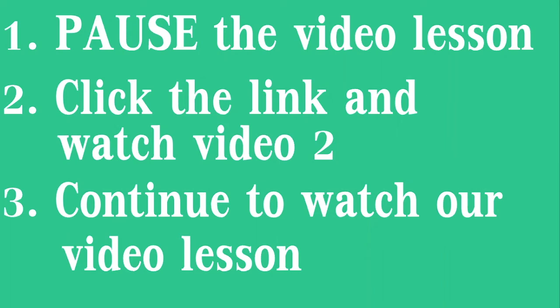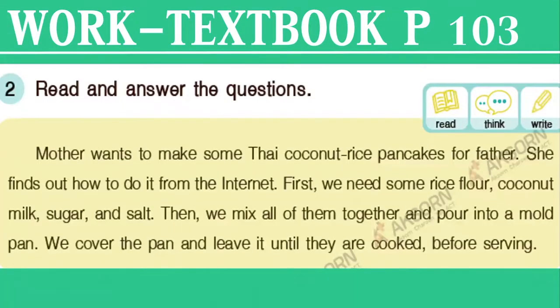See you later. Alright, so I hope you watched our recipe and now you understand it much more clearly, yeah? First we need some rice flour, coconut milk, sugar and salt. Then we mix all of them together and pour into a mold pan. We cover the pan and leave it until they are cooked before serving, okay? So we have questions, okay? We have two questions.